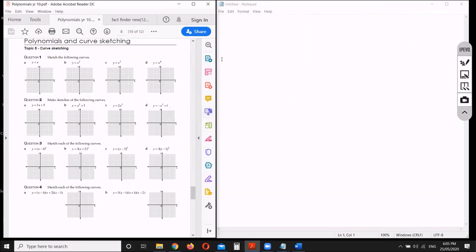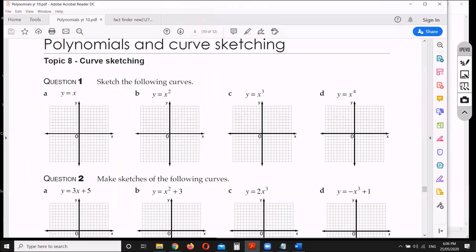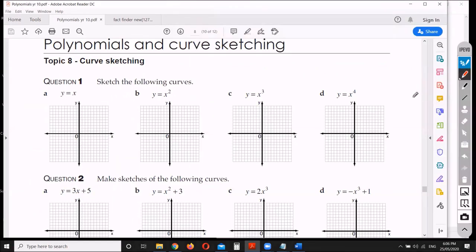In fact, I might even just make this bigger, so that you can see what's going on. Now, y equals x is what sort of a curve? Straight line. Straight line with a gradient of? 1. Passing through the? Origin. So it's going to look like this, right?